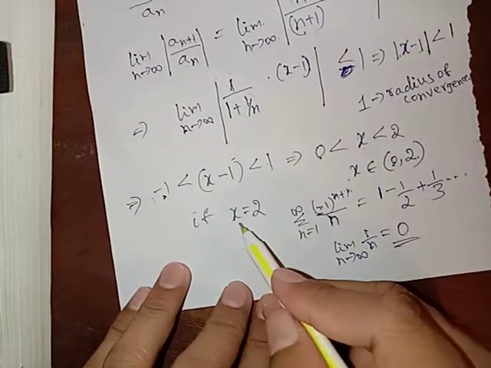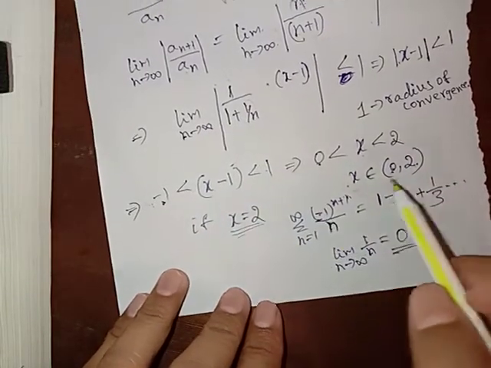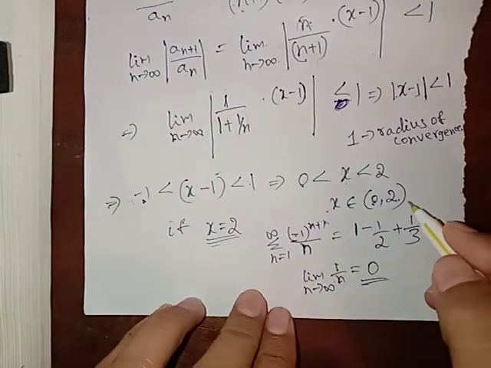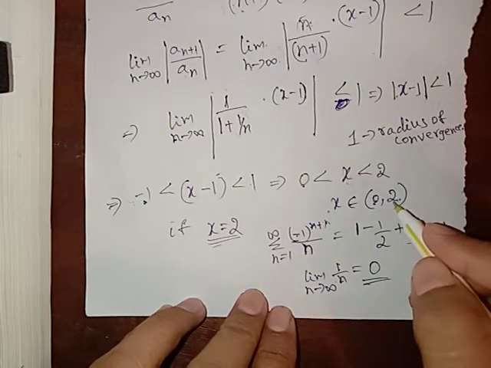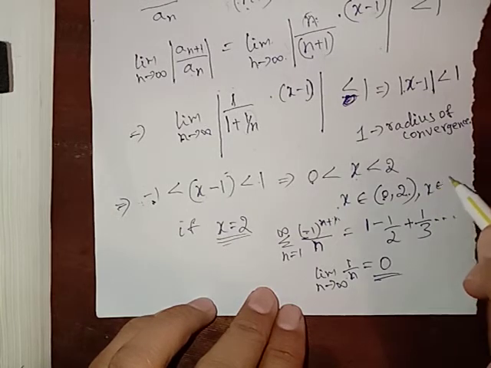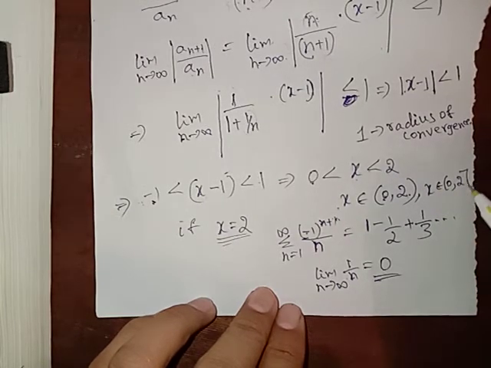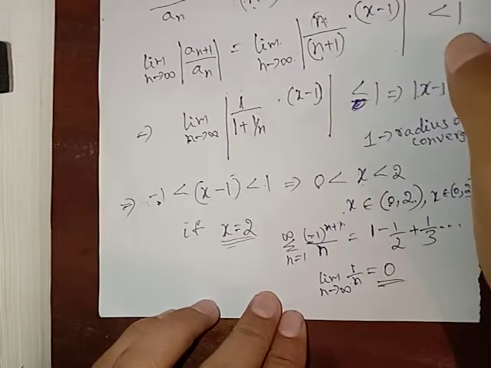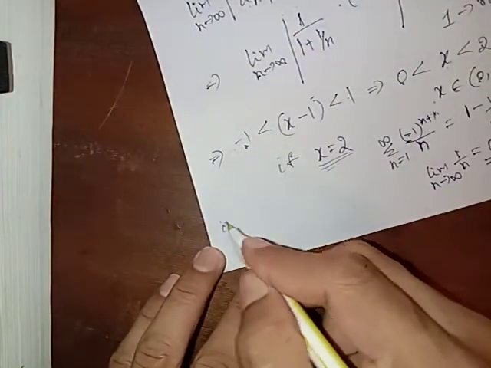So we can say that at x is equal to 2, this series converges. So we can write that the interval of convergence includes 2. So we can say x belongs to (0, 2]. This is a closed interval on this side, which shows 2 is also included. What if x is equal to 0?